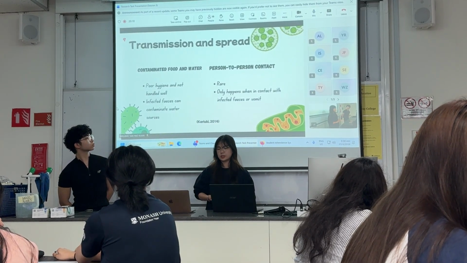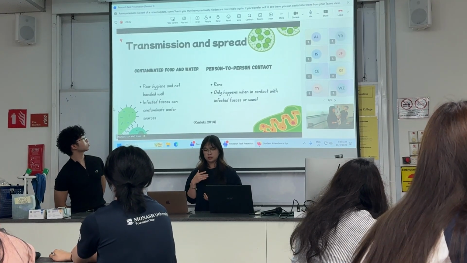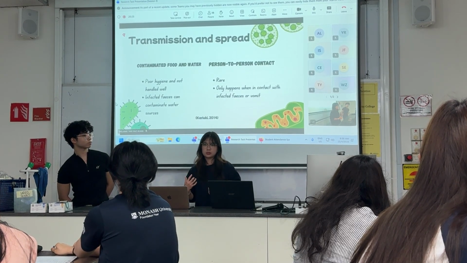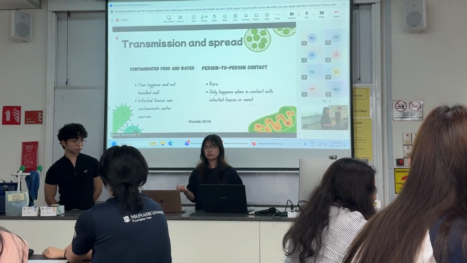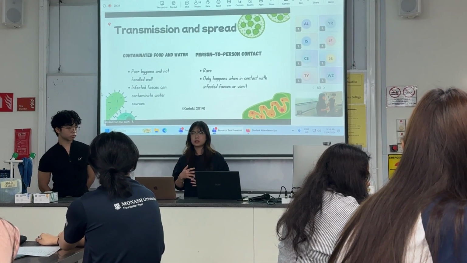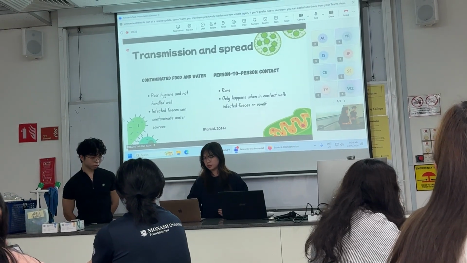For transmission and spread of cholera, it's from contaminated food and water. If the food and water are not handled well and the hygiene is poor, it will transmit more easily. Person-to-person contact is rare, but it can happen.